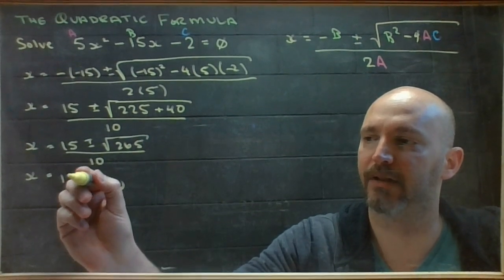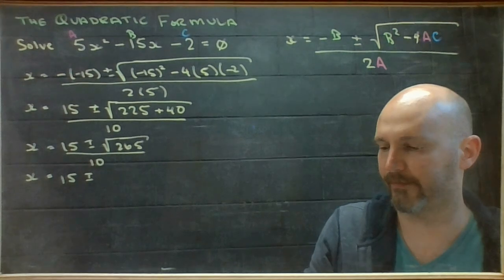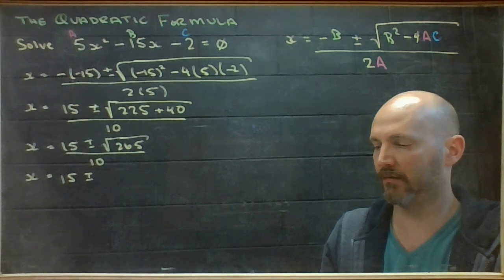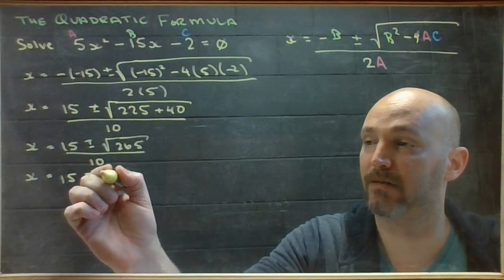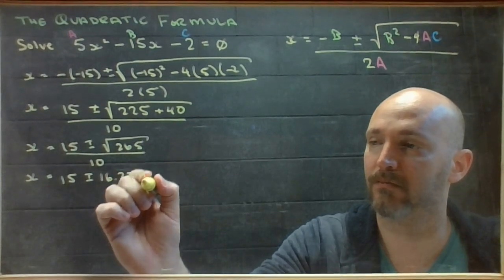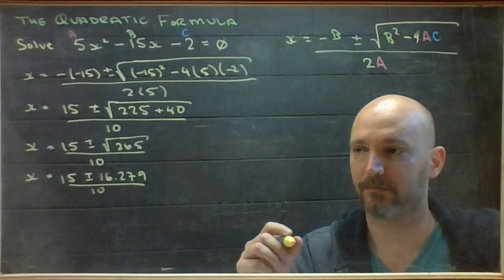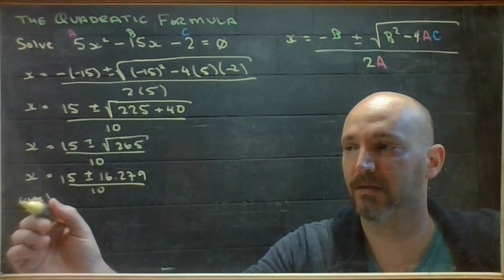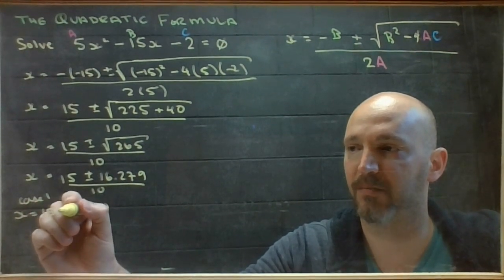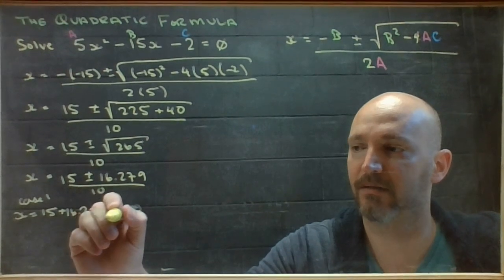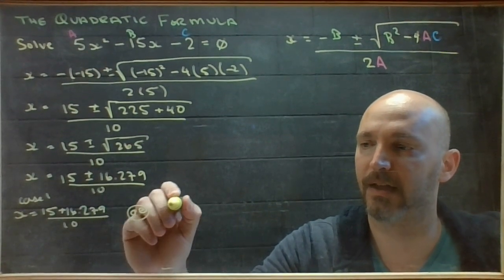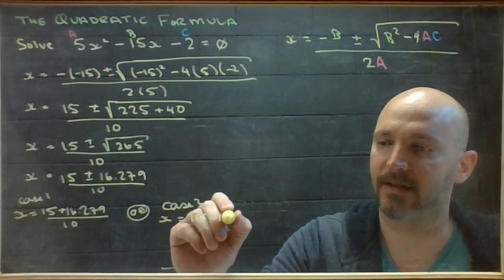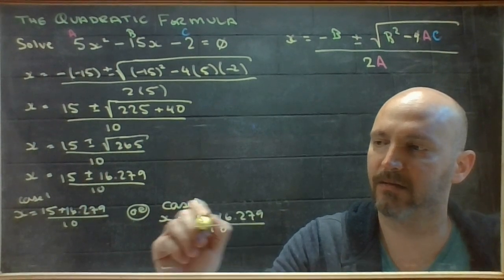I'm going to need my calculator to do this. Square root of 265 gives me 16.279. So I'm at the place where I have to deal with this plus or minus. So case 1, x is 15 plus 16.279 over 10, or case 2, x is 15 subtract 16.279 over 10.